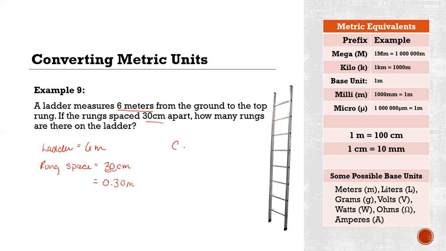Now we need to calculate. So I'm going to take 6 meters. I'm going to divide it into 30 centimeter spaces using the meter conversion. So 0.30 meters. And we get 20 rungs or 20 steps up. Clearly, we're not going to the top of a turbine here. There's not enough steps there.